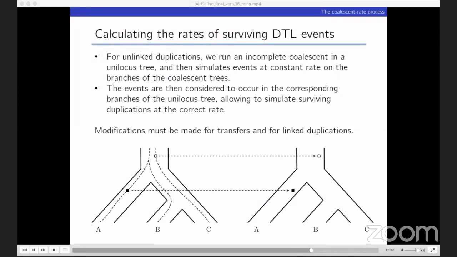For unlinked duplication, we run an incomplete coalescent in the unilocus tree, and then simulate events at a constant rate on the branches of the coalescent trees. The events are then considered to occur in the corresponding branches of the unilocus tree, allowing us to simulate surviving duplications at the correct rate.